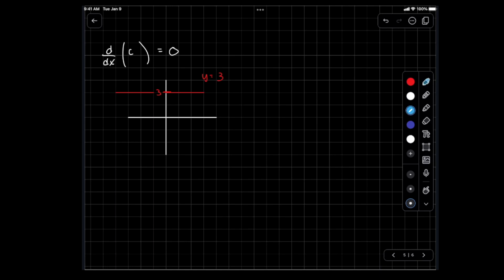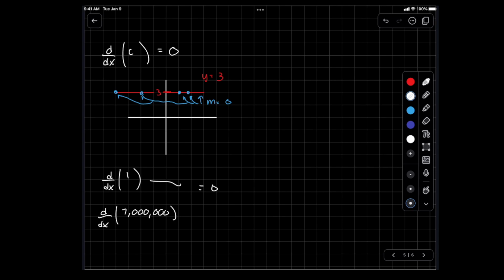So the rate of change at any point of this graph, our m value of the slope, is always going to be 0. So if we're taking a derivative at this point, this point, this point, or this point, they're all 0. 0, 0, and 0. So it only makes sense that the derivative at any spot is going to be 0. So the derivative of any number, it can be 1, the derivative of 7 million, these are both going to equal 0. And this will be very useful when we have polynomials, like we'll see in the next example.